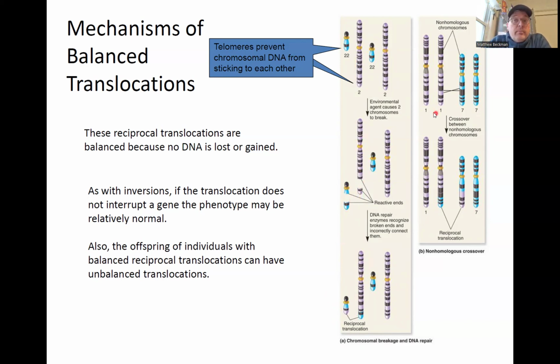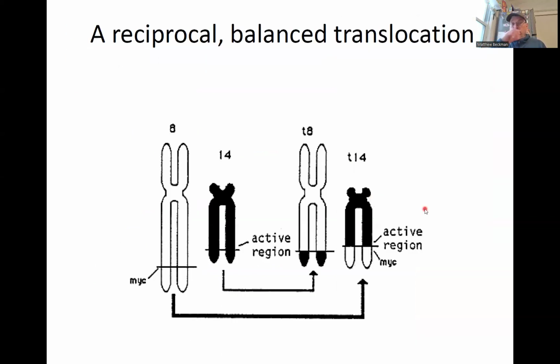We could also have inappropriate crossing over because there can be regions of homology, like small regions. Sometimes the wrong chromosomes will pair up. Instead of 1 with 1 and 7 with 7, here we get 1 with 7, and so we get a balanced reciprocal translocation. Okay, now here's an example of a balanced reciprocal or reciprocal balanced translocation.